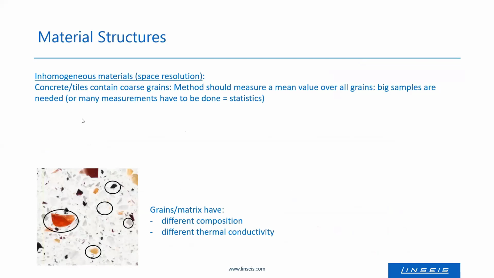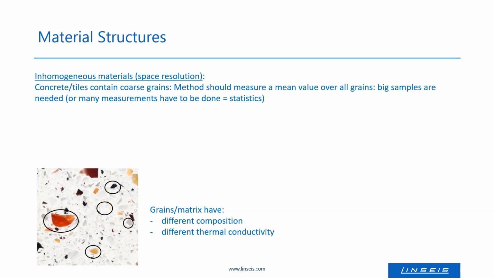Second point is the material may be inhomogeneous. For homogeneous material, there is no problem. You can analyze it with every method you like. But inhomogeneous materials have different compositions according to the space. So there may be grains of different composition and of different thermal conductivity.